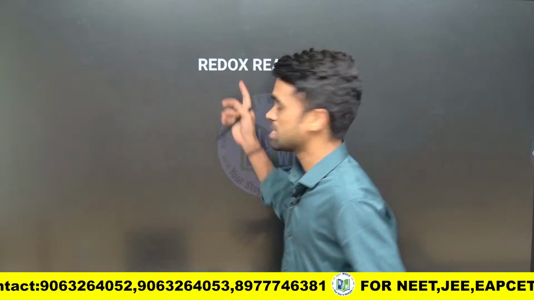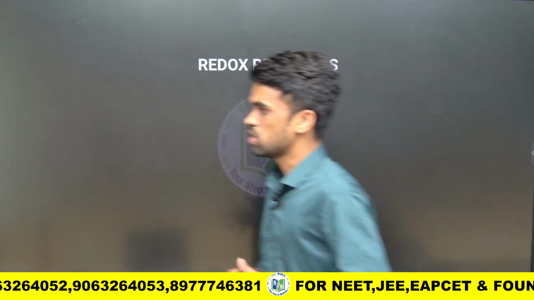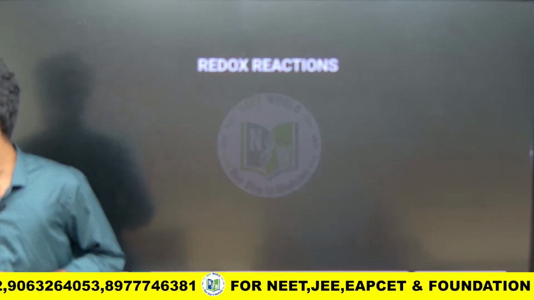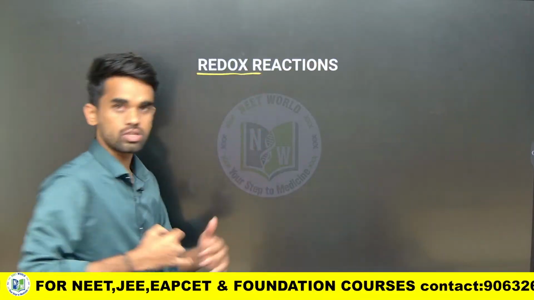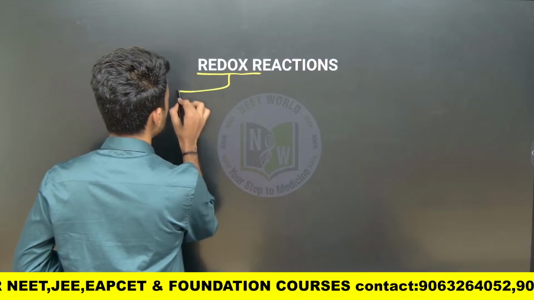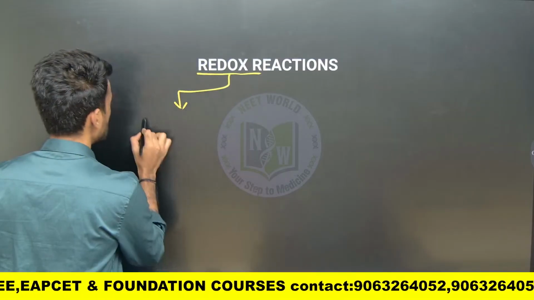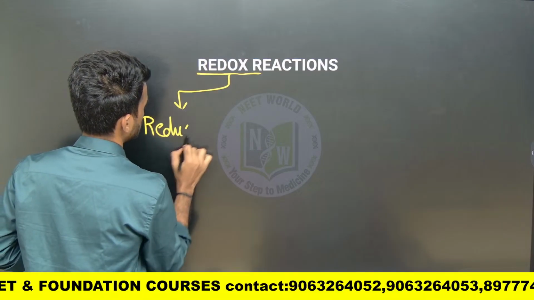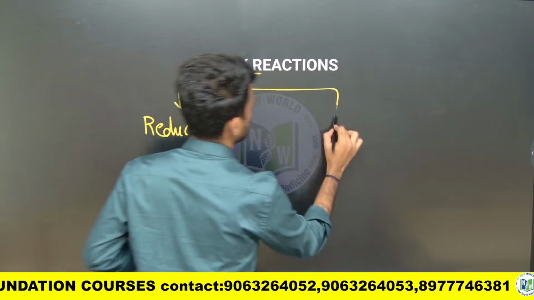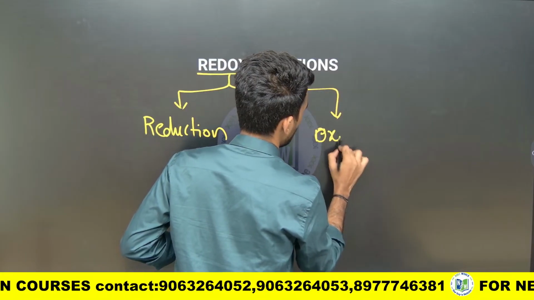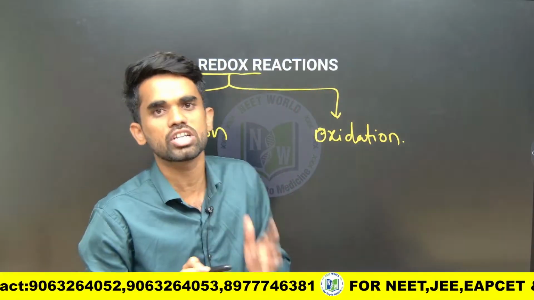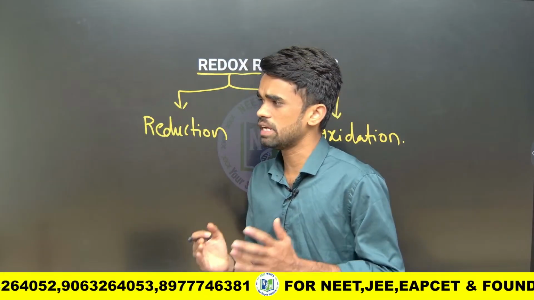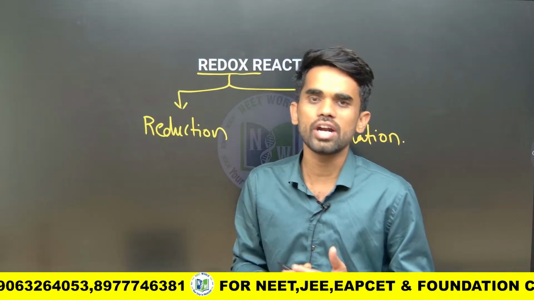So let us discuss redox reactions. What exactly are redox reactions? The name redox indicates reduction plus oxidation, so it is a combination of two processes: one is reduction and the other is oxidation. Those reactions in which both the reduction half and the oxidation half are involved are considered to be redox reactions.